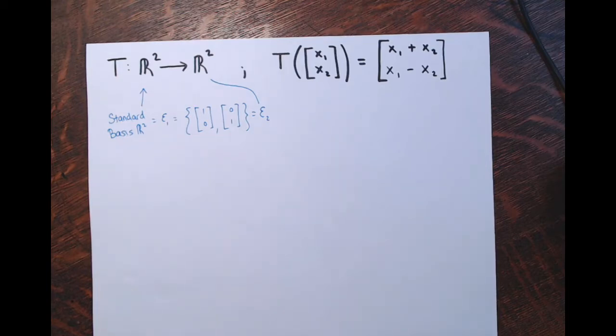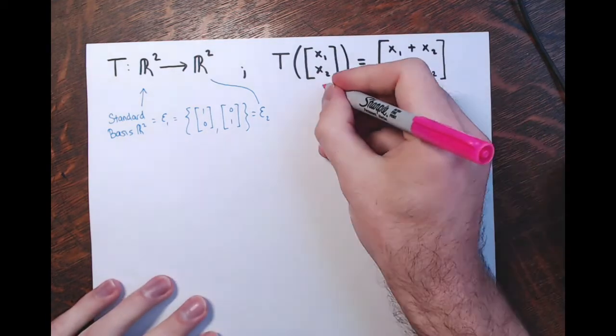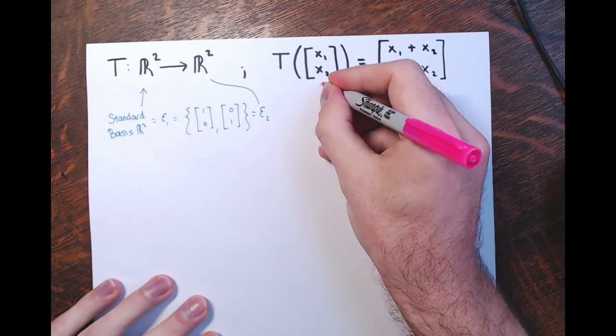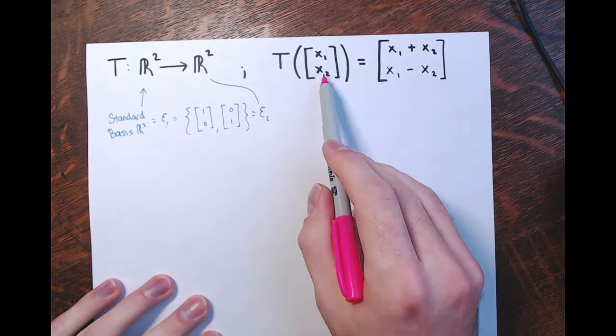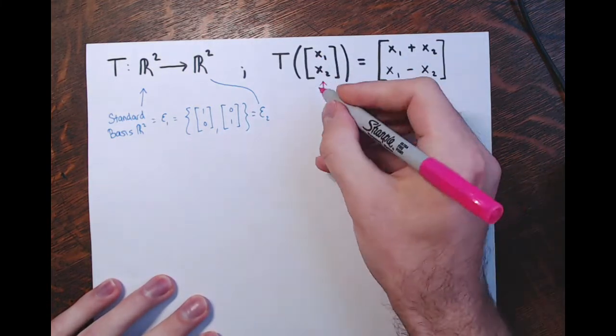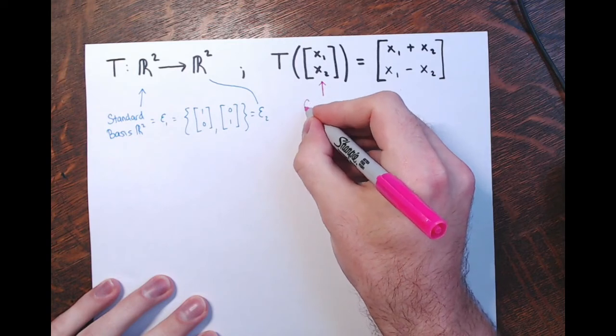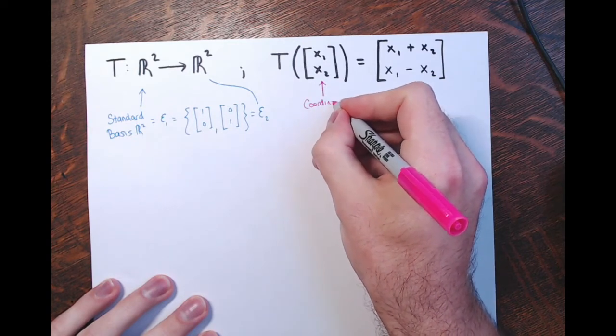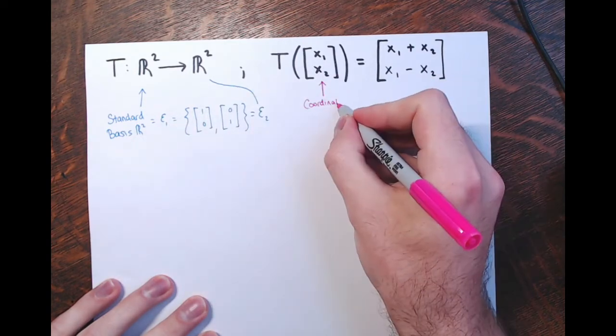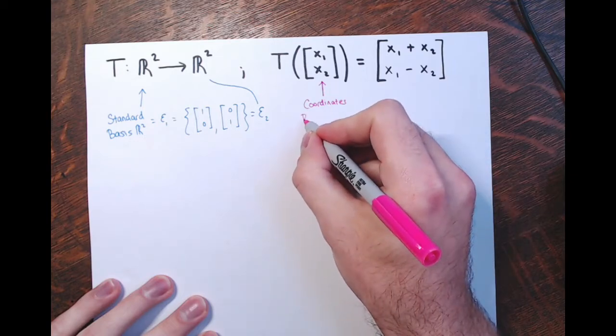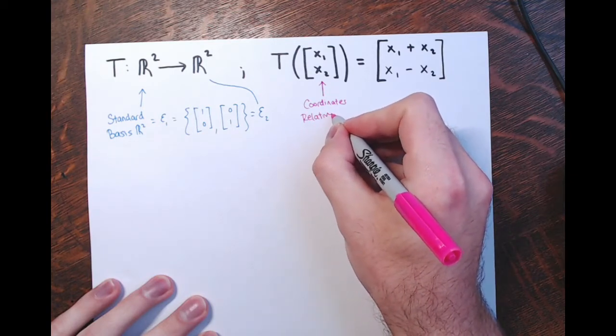So when you're given a transformation, again, what we're used to, the input, this vector with components x1 and x2, you can think of these as just the coordinates relative to E1. The coordinates relative to the standard basis.